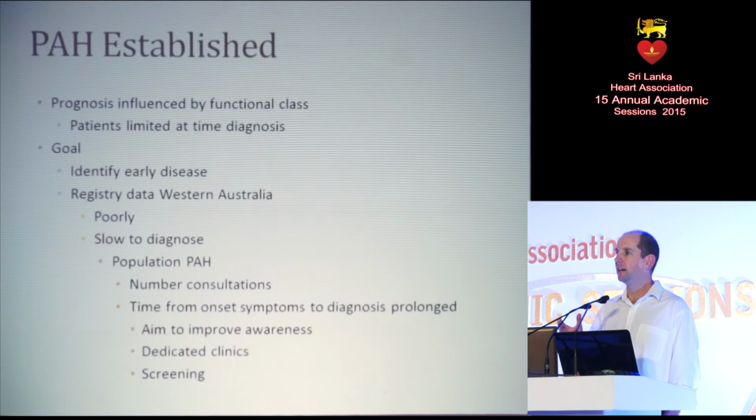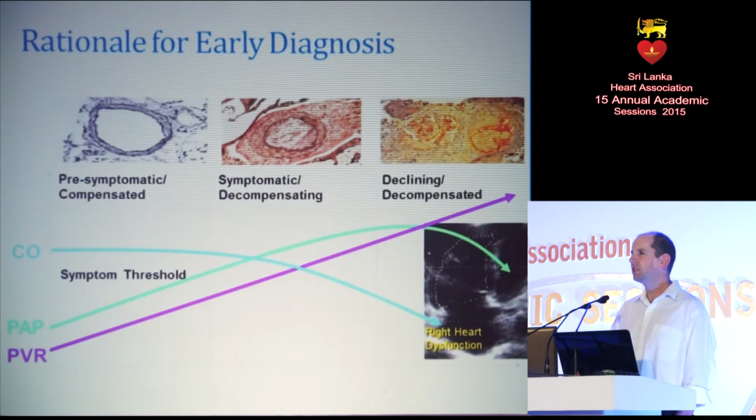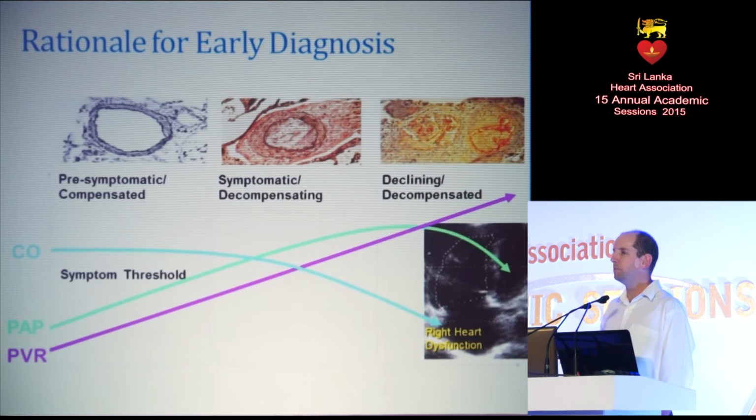And so certainly amongst the Pulmonary Hypertension Society in Australia, there's an emphasis on improving awareness with dedicated clinics, but also screening high-risk populations. This slide hopes to further impress that need for early diagnosis.